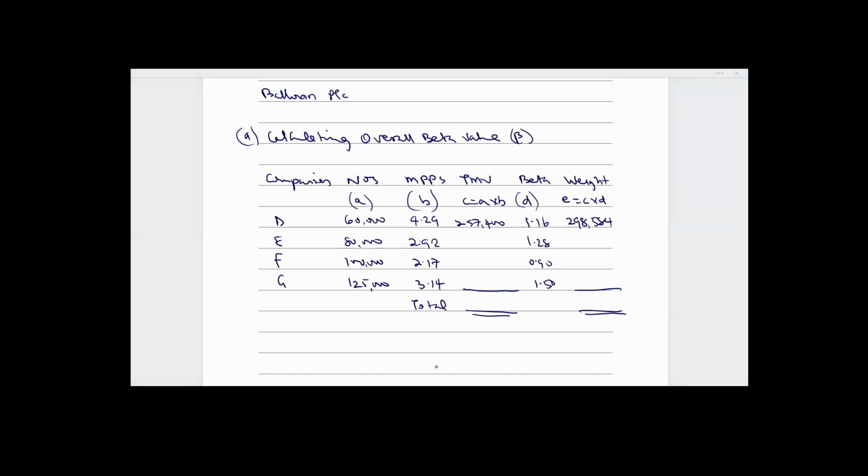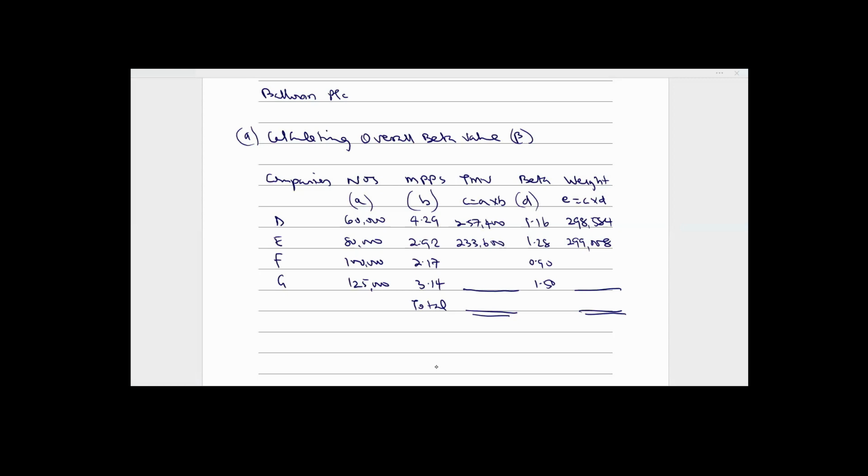80,000 multiplied by 2.92 equals 233,600. Then multiply by 1.28, which equals 299,008.